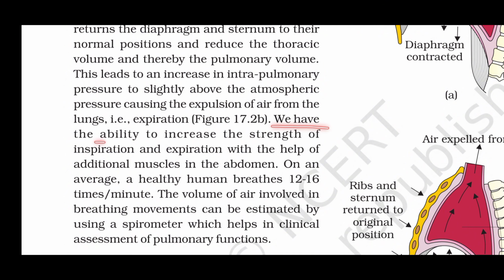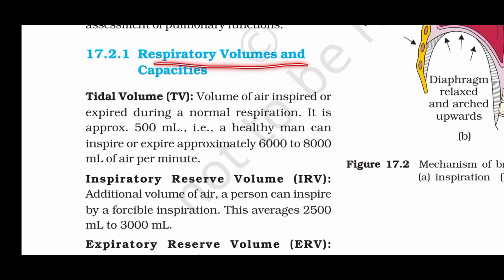We have the ability to increase the strength of inspiration and expiration with the help of additional muscles in the abdomen. On an average, a healthy human breathes 12 to 16 times per minute. The volume of air involved in breathing movements can be estimated by using a spirometer, which helps in clinical assessment of pulmonary function.